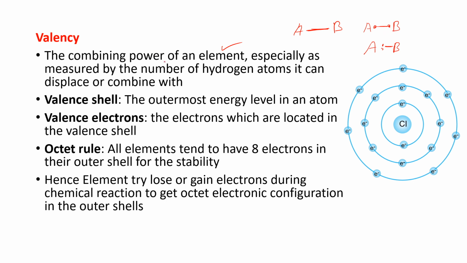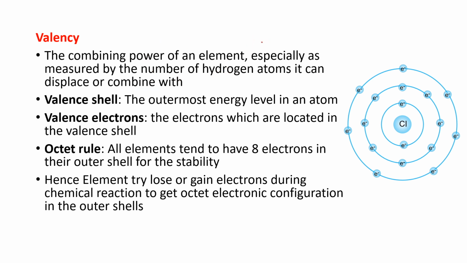So here the valence electrons play a major role in the formation of the bond. We will discuss that in the coming slides. Valency is especially measured by the number of hydrogen atoms an atom can displace or combine with. Displace means change, or it is going to combine with. That is known as valency. So this is the definition of valency.